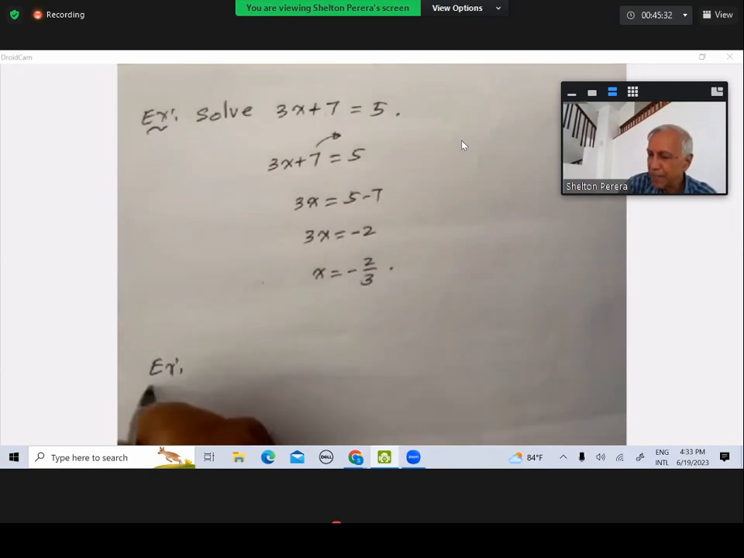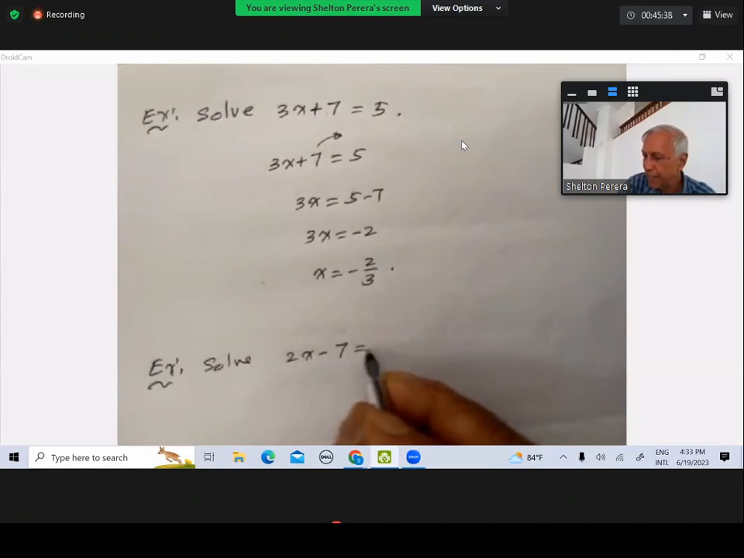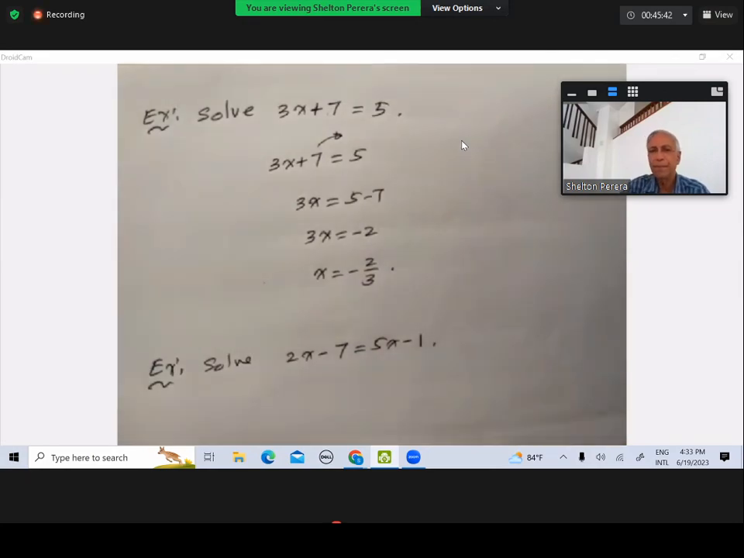Next example, solve 2x minus 7 equals 5x minus 1. Again, it's a linear equation. See, x terms will be combined to give one x term. Then we have constant terms, terms without a variable. So how do you solve this one?